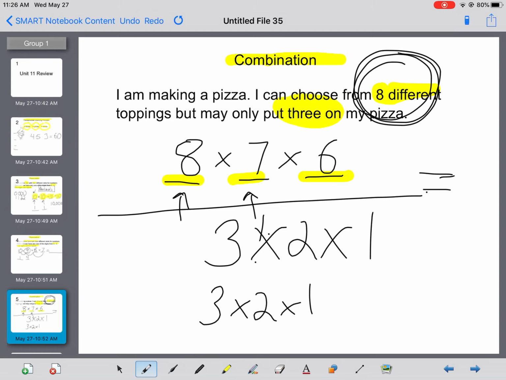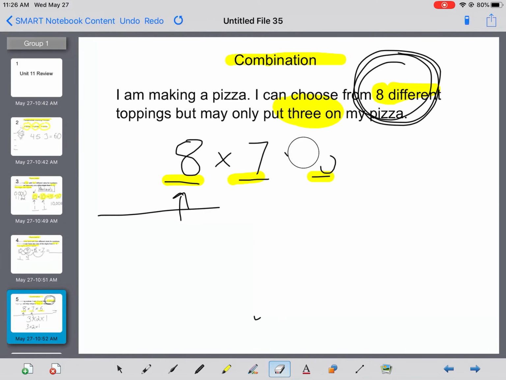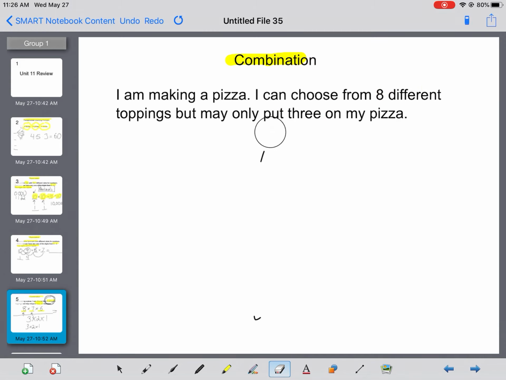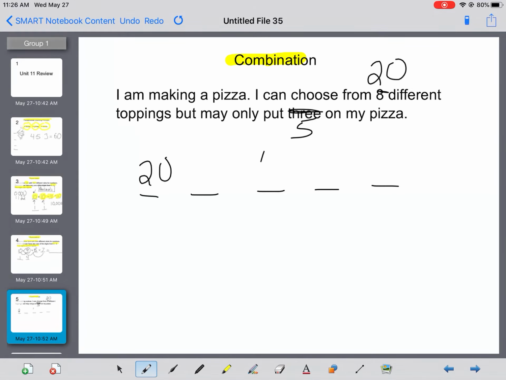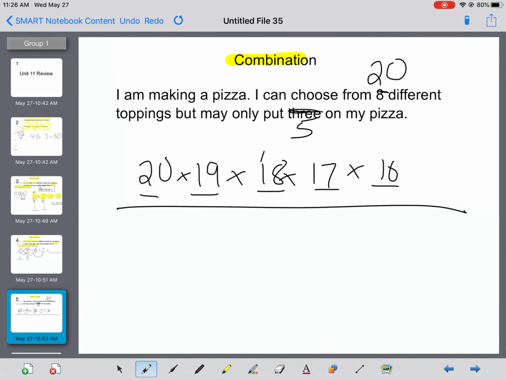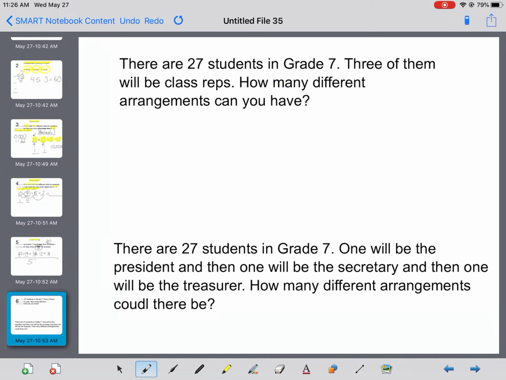So let's say I had a pizza. Let's do it one more time. Let's just change it up a little bit. Erase that just so you can see where the numbers come from. Now, let's say I had a pizza with 20 different toppings, but I can only put 5 on my pizza. I have 5 blanks, but then I have 20 to choose from, then 19, then 18, then 17, then 16. They all multiply. And then I divide by, well, I had 5 blanks, 5 factorial. Okay? All right.